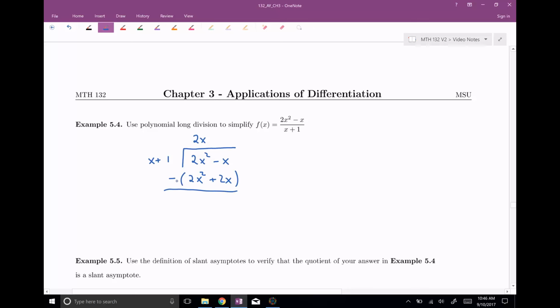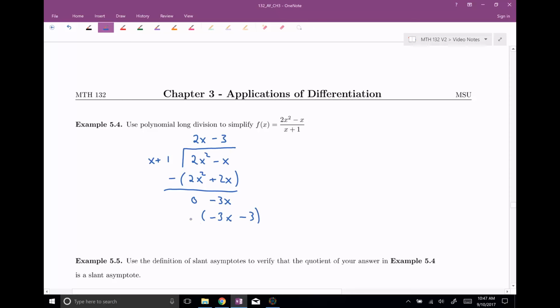Just like before, we subtract whatever this result was. So 2x squared minus 2x squared, that's 0. It's great, we're actually getting somewhere. And then you have negative x minus 2x, so that's going to be negative 3x. Now you play the same game. What do you multiply by x in order to get negative 3x? Well, that's going to be negative 3. So we have negative 3 times x plus 1. Negative 3 times x is negative 3x, and negative 3 times plus 1 will be negative 3.